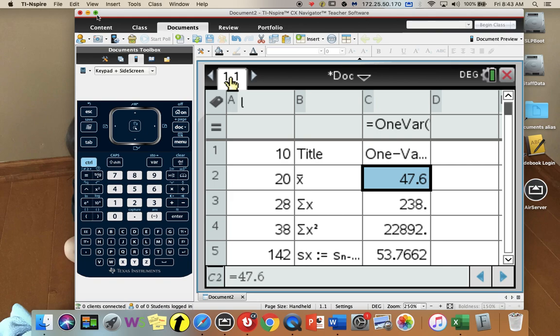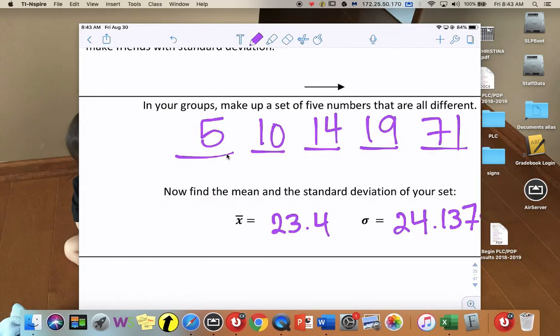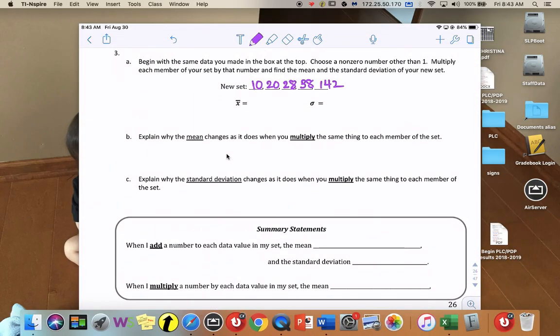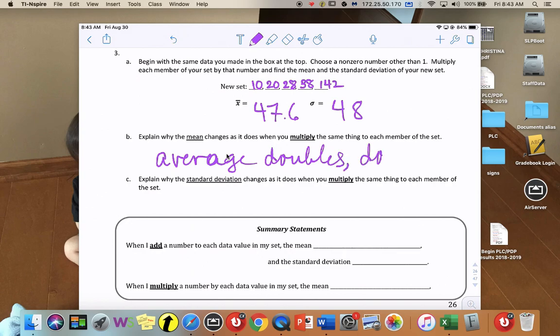So let's write that down. Okay, so first I'll write the numbers 47.6 and 48. All right, explain why the mean changes when you multiply that same number to each set. Well, our average doubles because we doubled all the numbers. And then the standard deviation will also double because the distance between each of our numbers doubles. So doubles because the distance doubles.